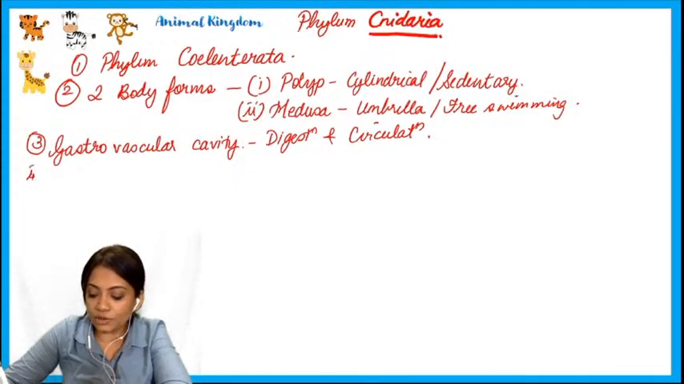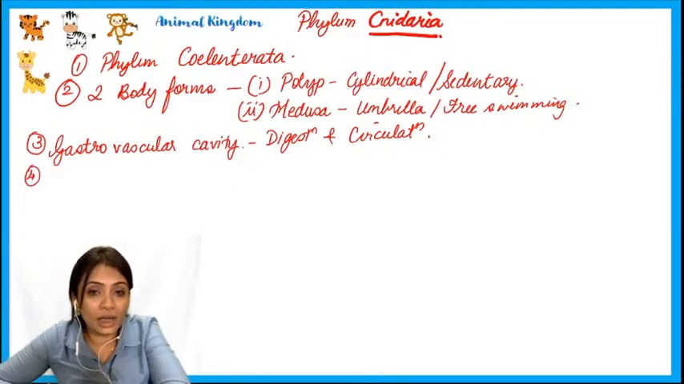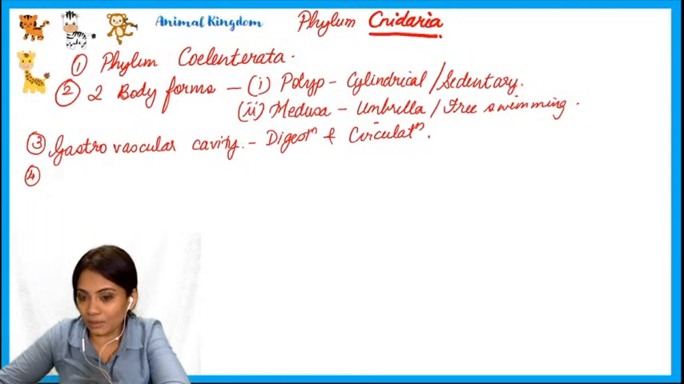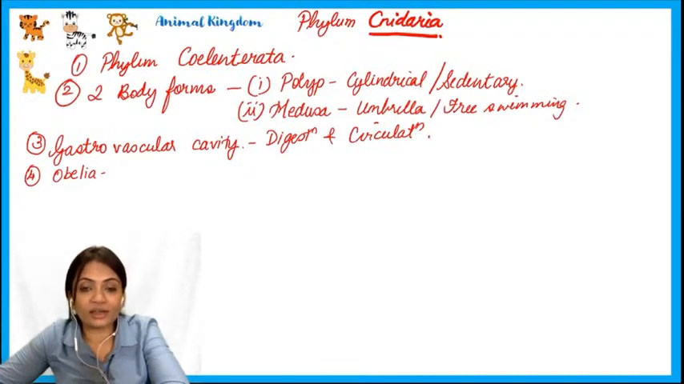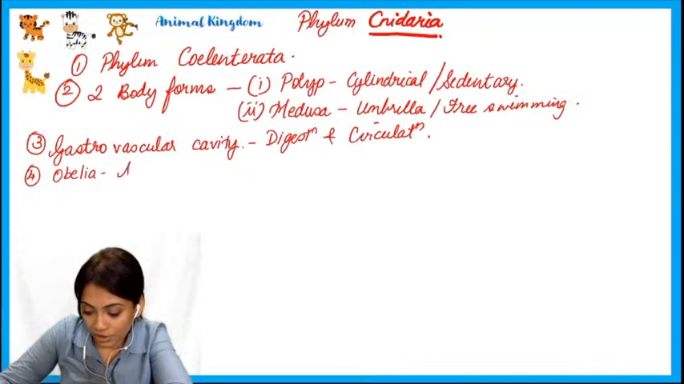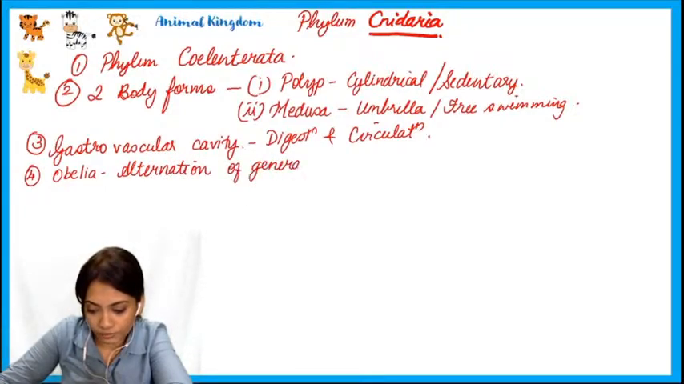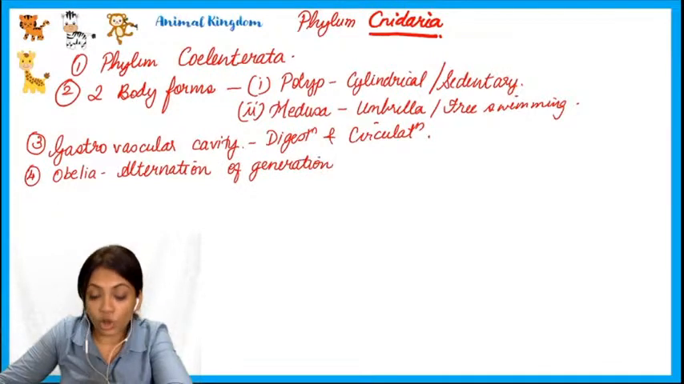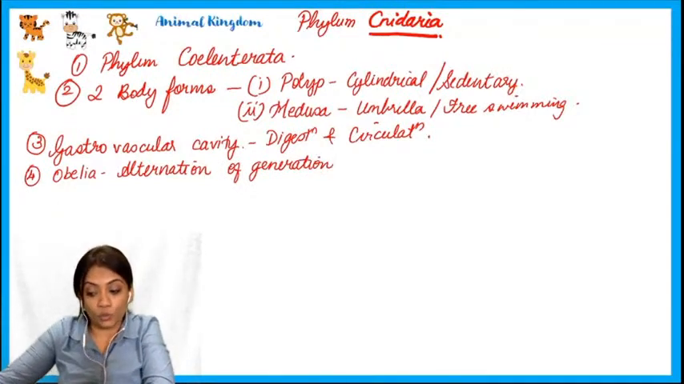Coming to the next point, there was one example. I'll just say the name of the example. It was Obelia. And this Obelia showed the reproduction in a very distinct manner. And what was that manner? It was called alternation of generation. It was called alternation of generation, where what happened there?